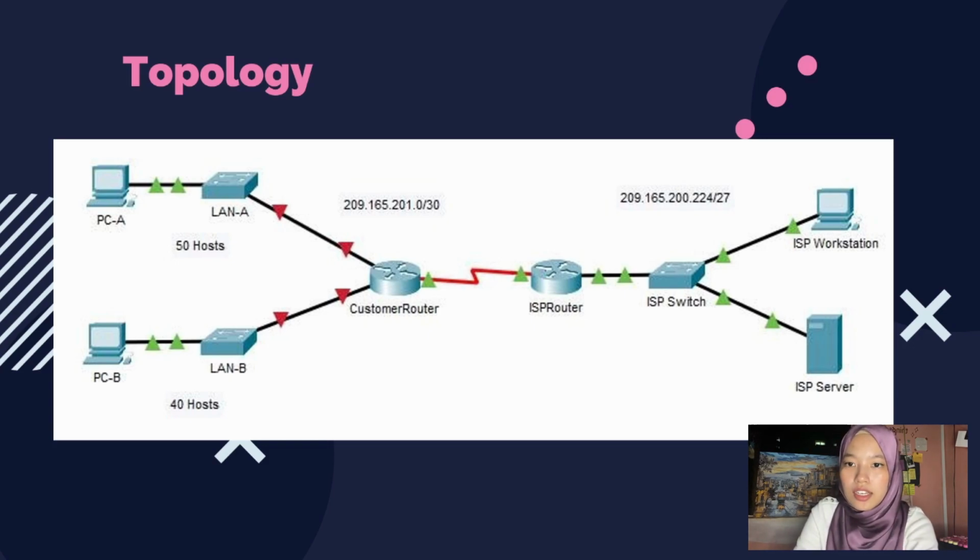As we can see, based on the diagram, LAN A connects to the interface and it also states 50 hosts. Based on the reference in the Cisco Packet Tracer, it shows that the interface is GigabitEthernet 0/0. The second subnet is LAN B, which also connects to the customer router with GigabitEthernet 0/1 with 40 hosts.